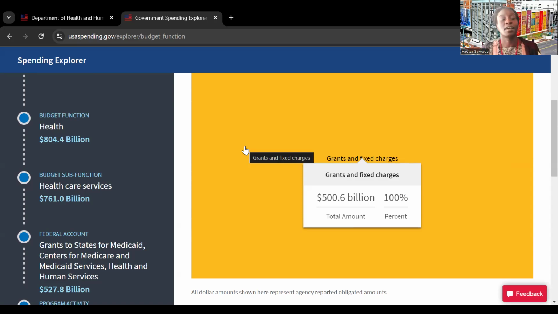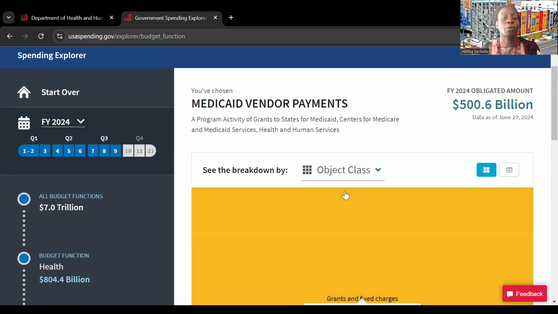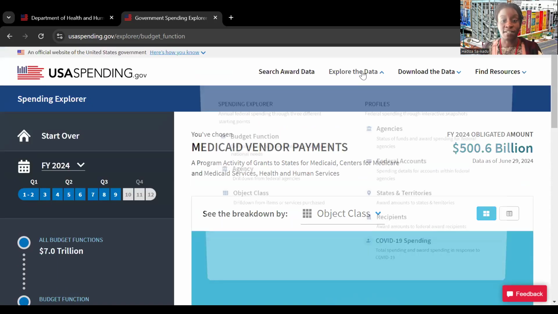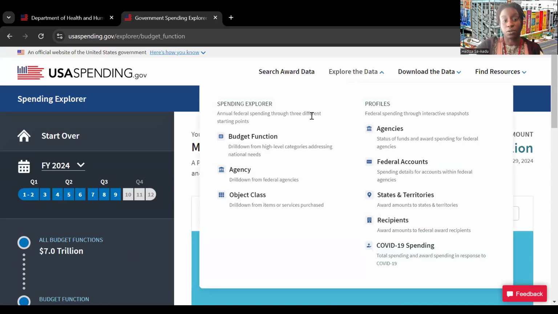This is giving us an idea of how money flows from the federal government to the state, to more local institutions that address a specific need as identified by the federal government. And so now what we're looking at here is object class. So we see a little bit that the Explorer does overlap a little bit. We've just gone through budget function. Let's go to agency.